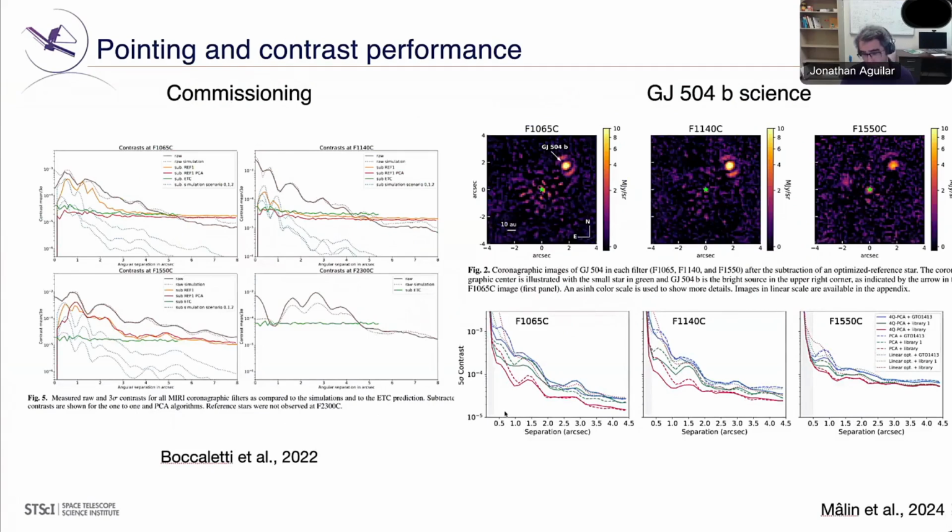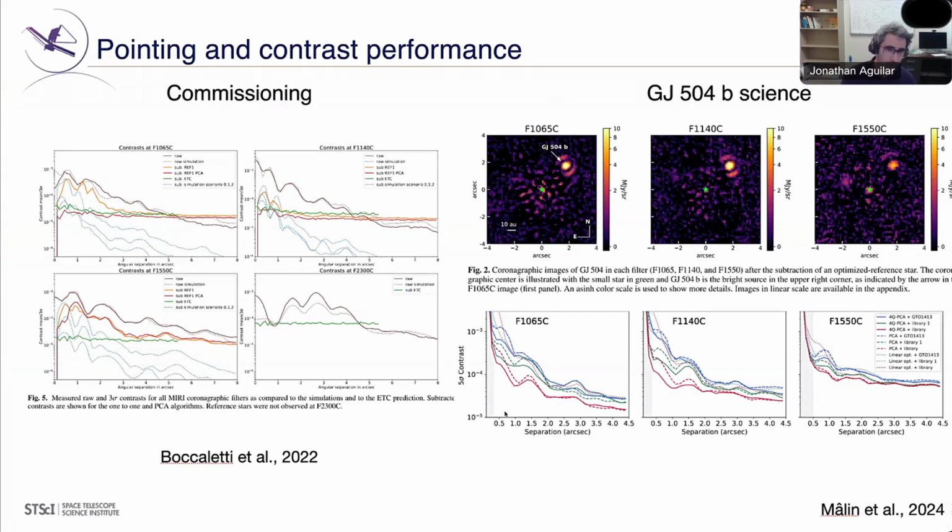The contrast is also something that we all care about, and I've compared here a plot on the left from commissioning. These are the reported contrast curves at the end of commissioning, and then on the right we have a science paper from someone who spent all of their time pushing the contrast limits on this particular target. They also compare different strategies.